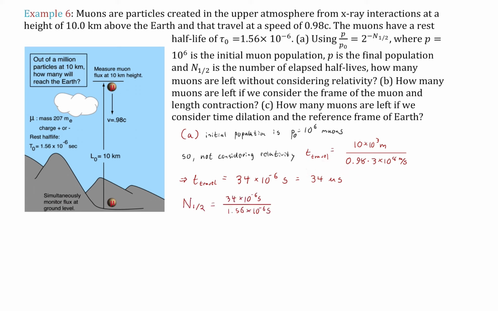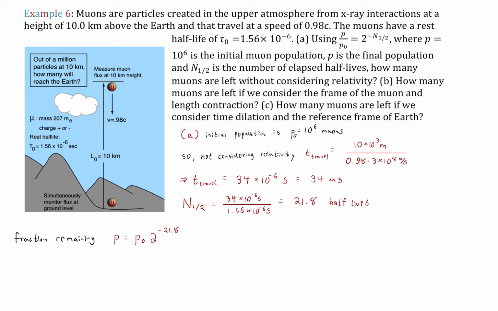And so then if we find out how many half-lives would occur in 34 microseconds, we just take the 34 microseconds and divide by the 1.56 microseconds, which gives us 21.8 half-lives. Well, 21.8 half-lives is actually a lot of half-lives. In terms of radioactive decay, your sample would be trace amounts after that, because you divide it by half almost 22 times.